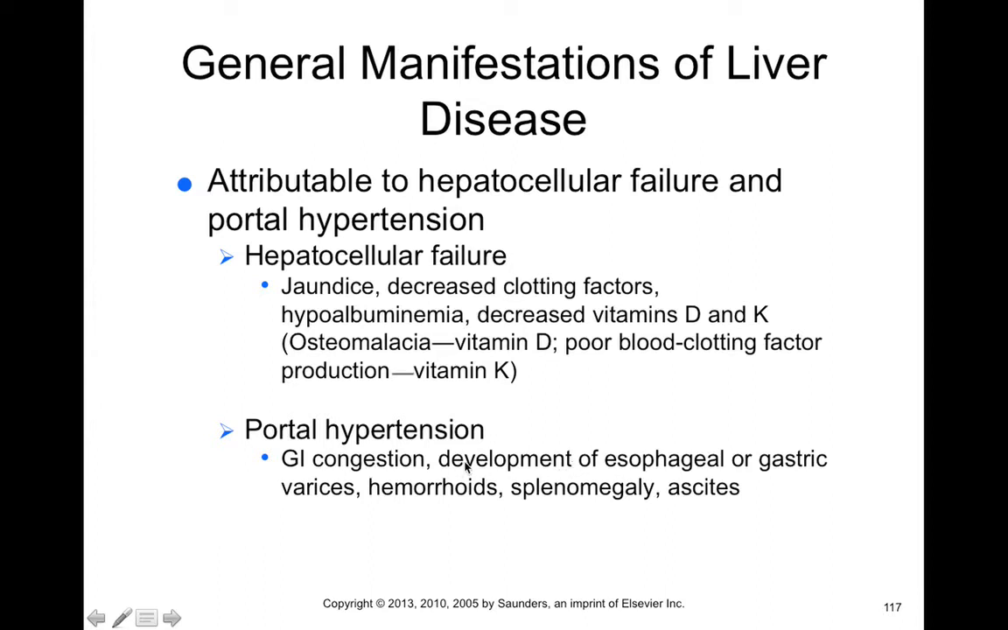Now, this can lead to things like gastric or esophageal varices, which are basically protrusions of blood vessels, kind of like hemorrhoids, but in the esophagus or stomach. It can also lead to hemorrhoids, because the rectum also drains blood into the hepatic portal circulation. But it can also lead to things like splenomegaly, which basically means large spleen due to a backup of blood in the spleen. And even ascites, which is basically edema in the abdominal cavity.